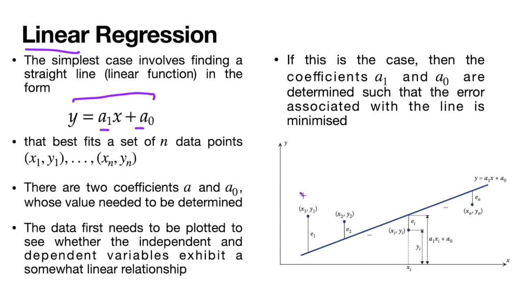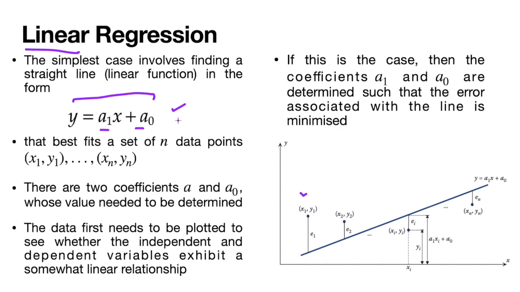So for example, this is x1 y1, there are 1 2 3 4, and so let's say n data points, and the best fit to all these data points will be some line that must be closer to most of the data points on the chart or on the graph. There are two coefficients, a1 and a naught, whose values need to be determined. So this is basically the line equation.